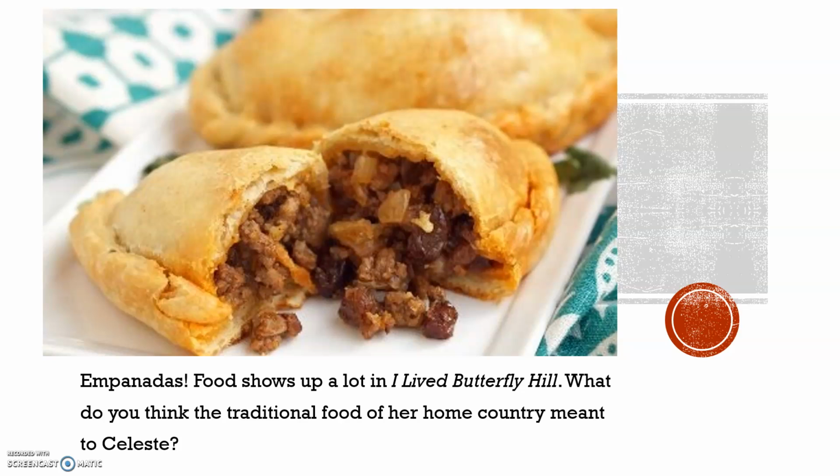Empanadas! Let's talk about I Lived on Butterfly Hill. Celeste talks about not just empanadas, but all kinds of food the whole way through the story. Why is food so important to her? Well, for her, she's had to leave behind everything that she knows. The traditional food of her home country connects her to her home and to her family. It means so much more to her than it does to other people.